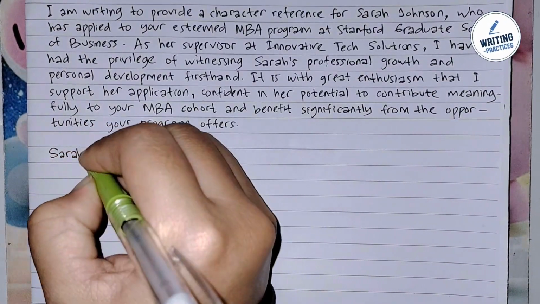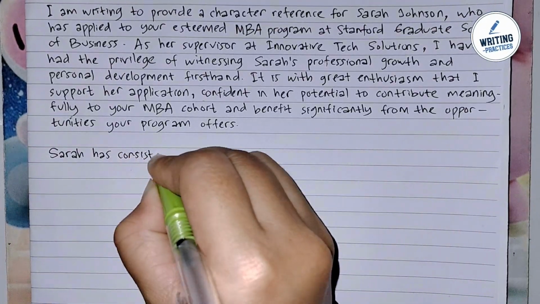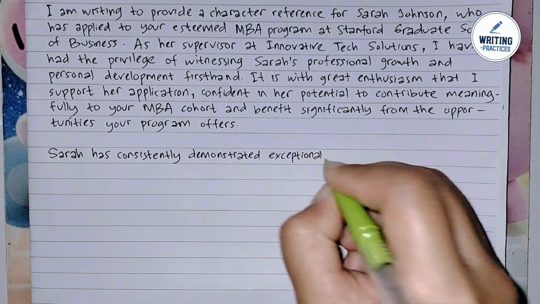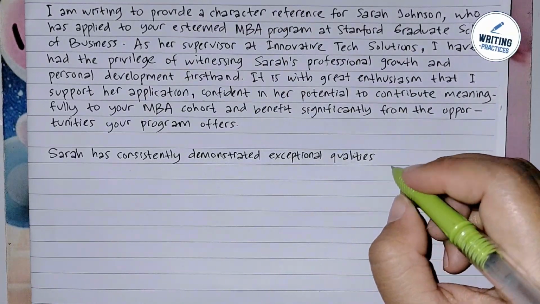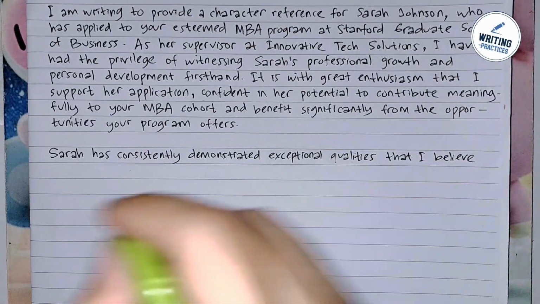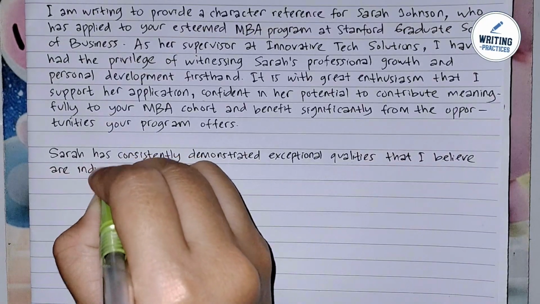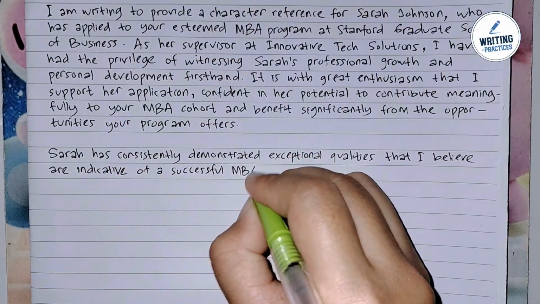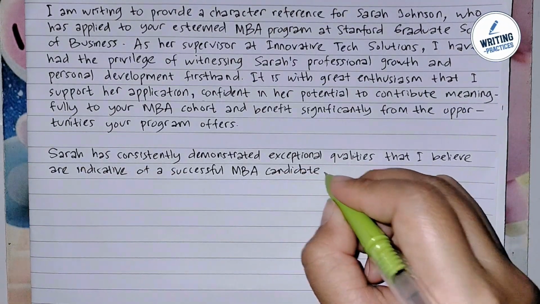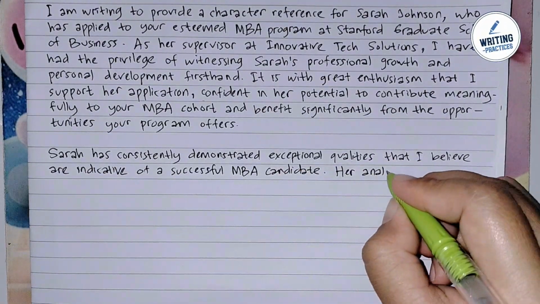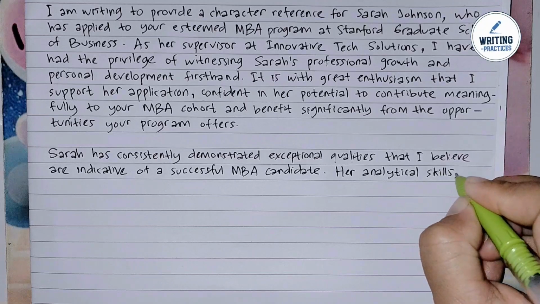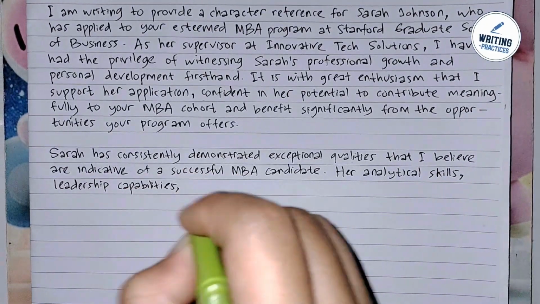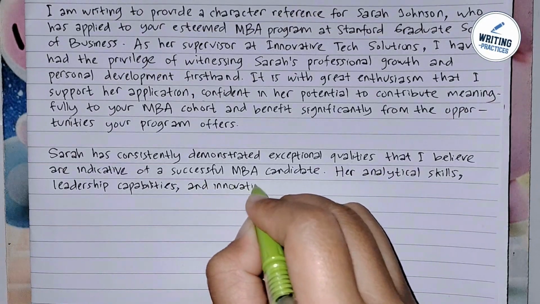In the paragraph 2, you can write about professional accomplishments and skills. Yes, this paragraph should focus on the applicant's professional achievements and key skills relevant to the MBA program. Here, you can start by introducing key qualities that make the applicant stand out, particularly in a professional or work context. For example, Sarah has consistently demonstrated exceptional qualities that I believe are indicative of a successful MBA candidate.